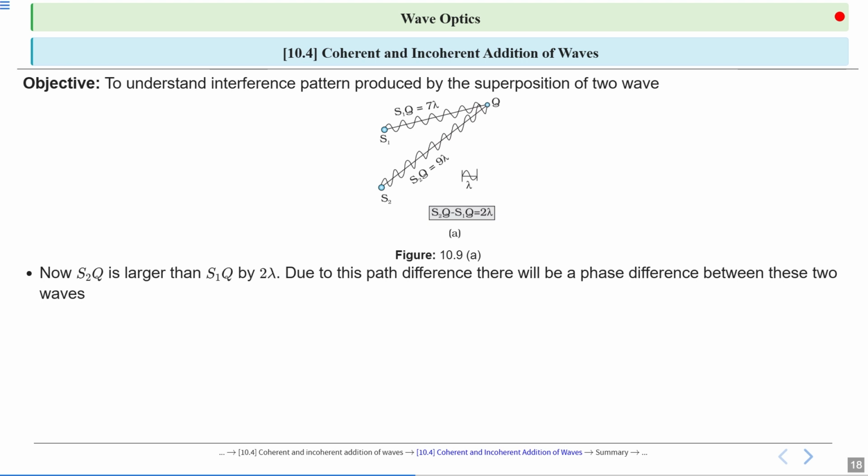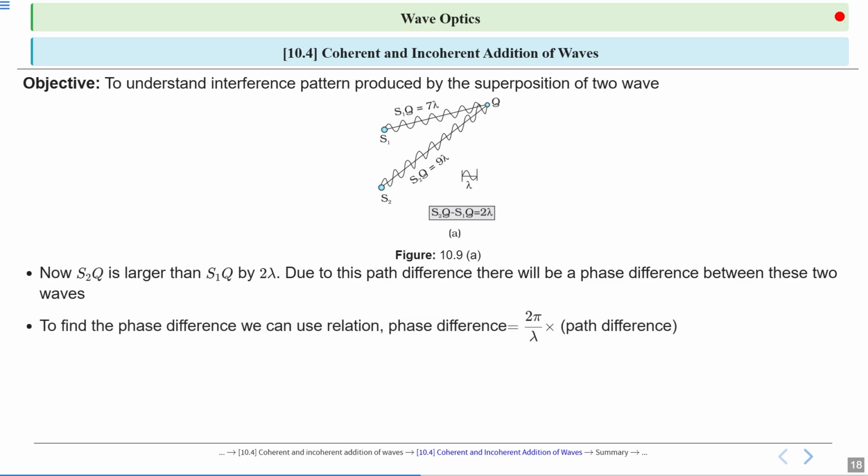They are in phase, meaning both waves emerging from both sources reach their maximum and minimum points at the same time, but they have some constant phase difference, because they have a constant path difference of 2 lambda. So what is the phase difference? We can find it if we know the path difference by the formula: phase difference is equal to 2 pi upon lambda multiplied by path difference. The path difference is 2 lambda.